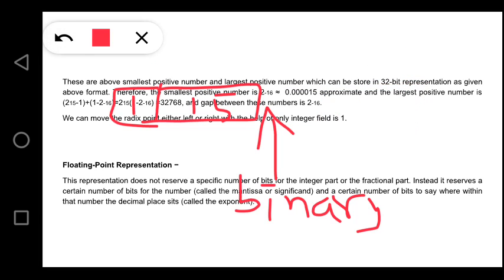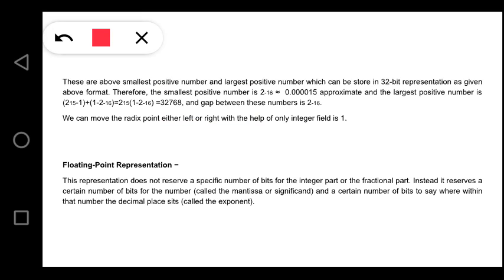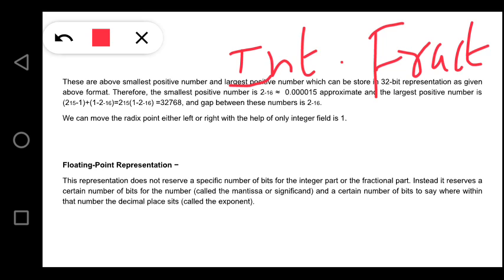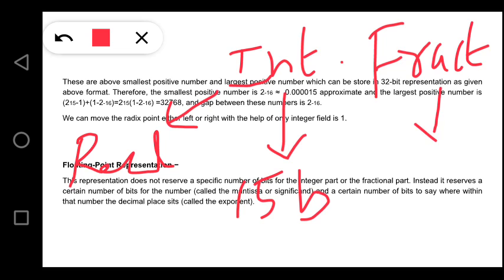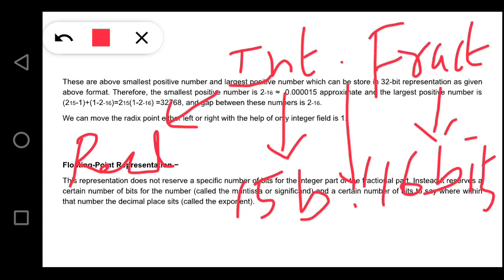So if someone asks you in fixed point representation what fixed means, you can say the number of bits for the integer part of a real number and the number of bits for the fractional part is fixed. By this way, the binary point is also fixed. So here, the number of bits allocated for representing the integer part is fixed. Similarly, the number of bits allocated for the fractional part is fixed. By this way, the binary point is also fixed. So this is called fixed point representation.